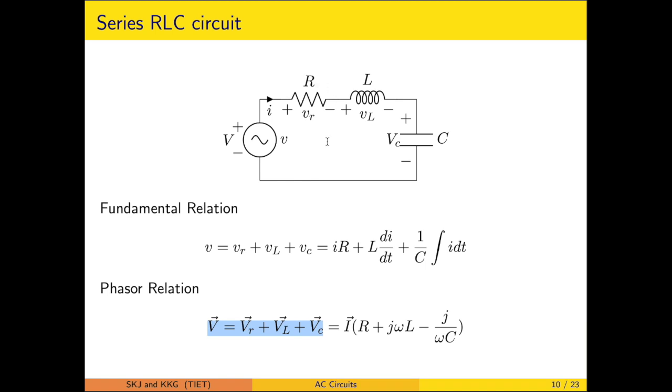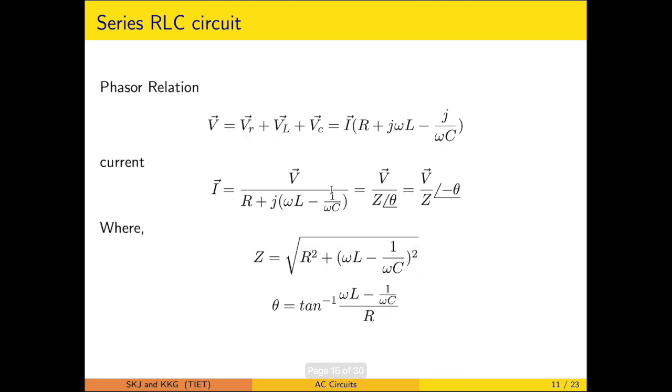This is a series circuit, current is common, so that is taken as a reference, and correspondingly we substitute VR, that is I into R, so that is R. VL is equal to j omega L into I, so that is j omega L. VC is equal to minus j upon omega C into I likewise. So with this arrangement, for the given supply voltage we can calculate the current.